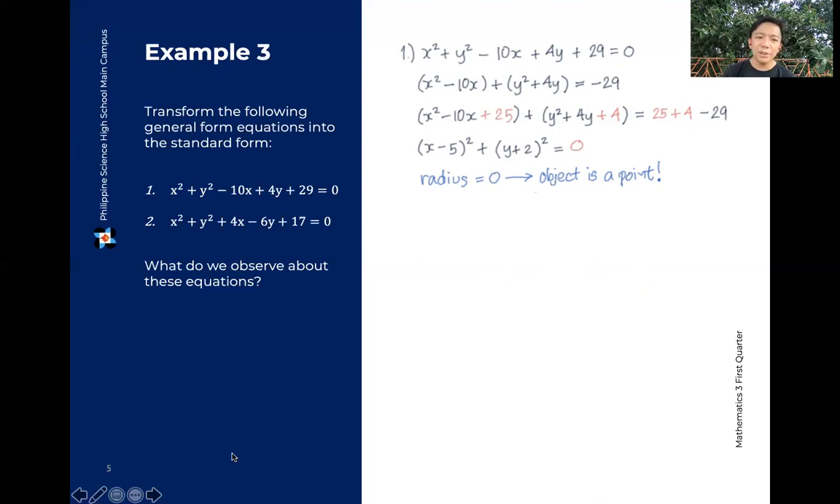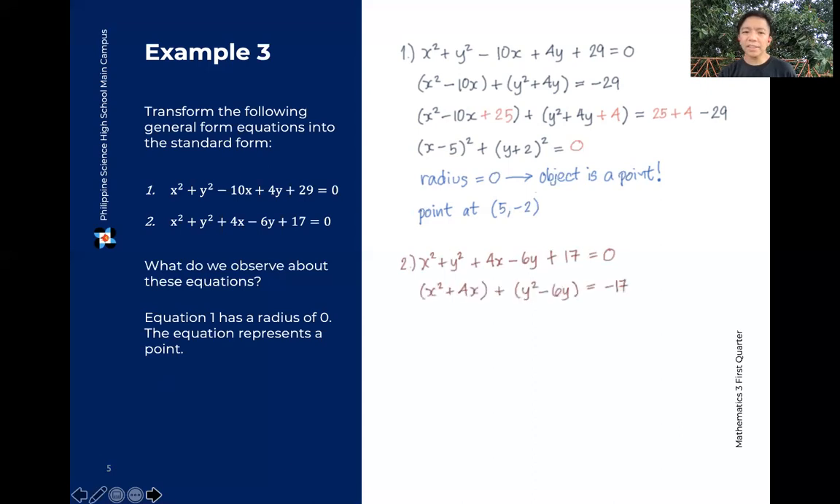So, what is this geometric object? Ang radius ay 0. The point, so this is not a circle. It's only actually just a point. So this whole thing, this whole equation, if you plot it, you'll just get a point na nasa 5, negative 2. Ha. Ano kaya weird dun sa susunod?